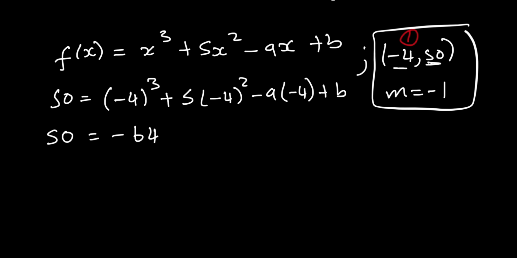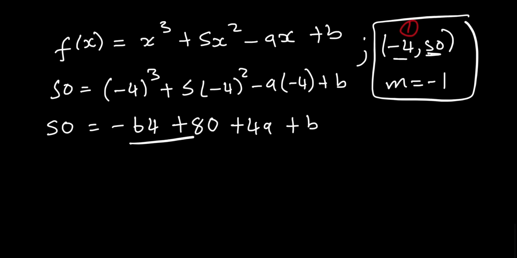But if it is cubed, it's going to be negative 64. And then now we have negative 4 squared, which is going to be 16. 16 times 5, that is going to give us 80. And then negative 4 by negative a, that is going to be positive 4a, and then we have plus b. So now in this case, we can add the like terms. If you say negative 64 plus 80, the value that we get is 16.